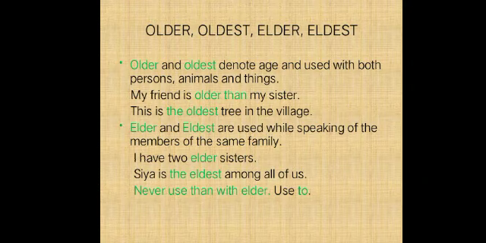Never use than with elder, use to. Suppose we are using elder, we cannot say elder than. We should say elder to. For example, Sia is elder to me, we should say. We cannot say Sia is elder than me. Sia is elder to me.